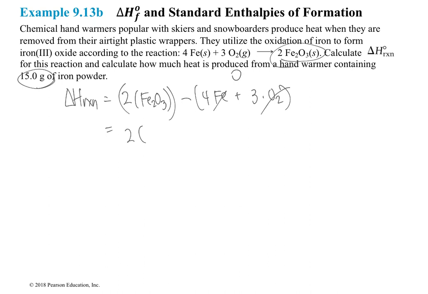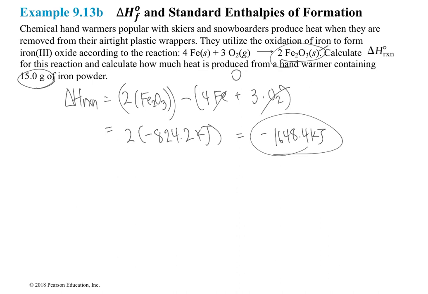So I have 2 times iron oxide. If we look it up, iron oxide is, from the last problem, negative 824.2 kilojoules. I multiplied that by 2, and that gives me negative 1648.4 kilojoules. So that's what I would write up here by my reaction.